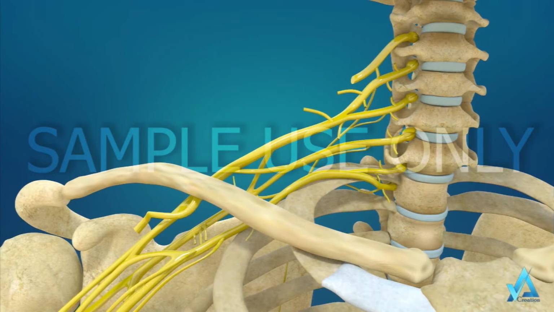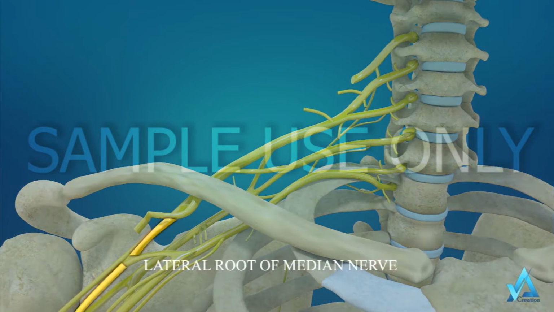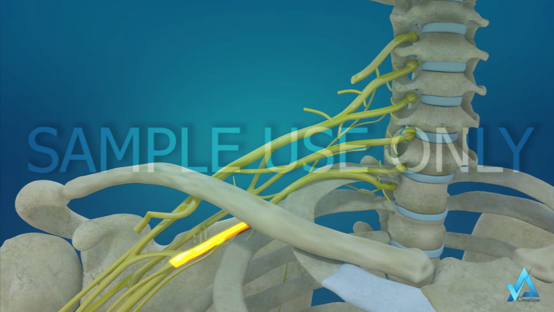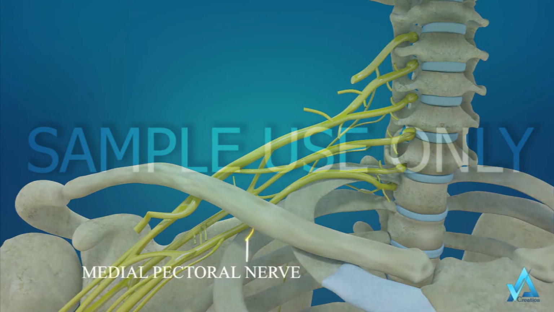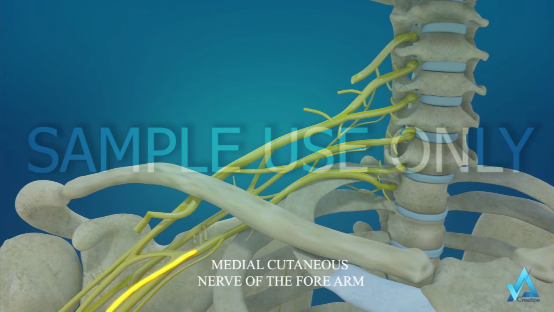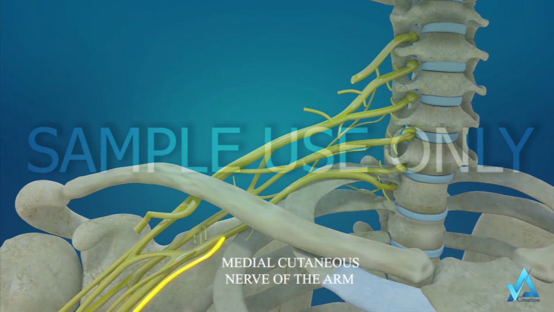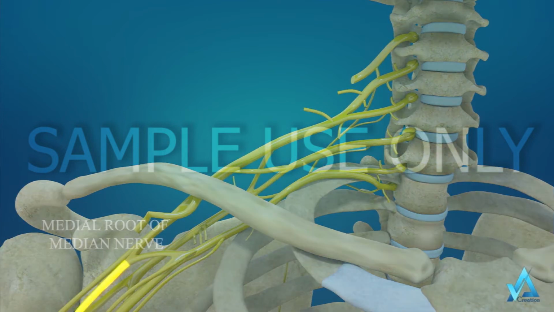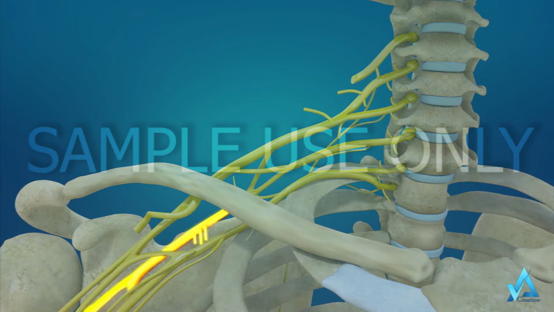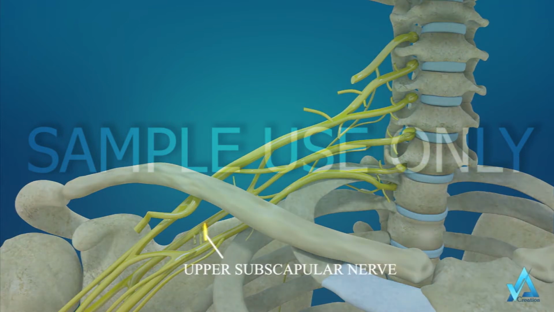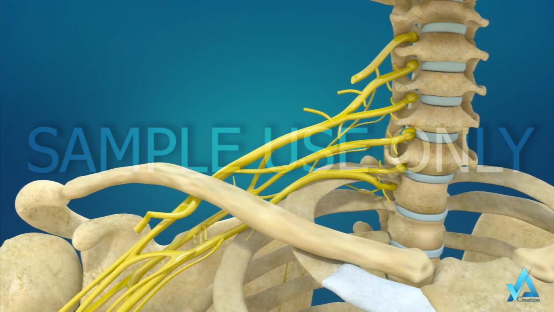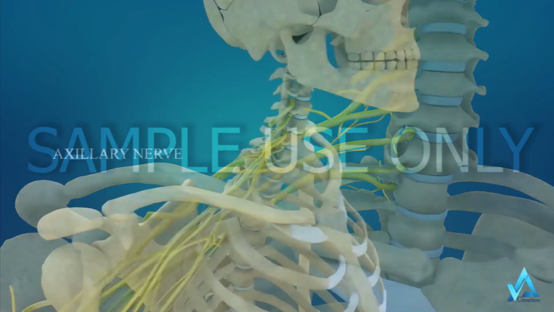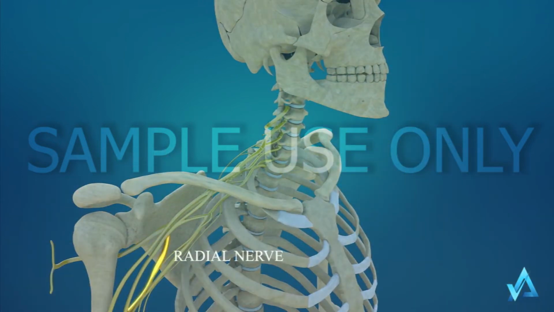musculocutaneous nerve, lateral root of median nerve. From the medial cord: medial pectoral nerve, medial cutaneous nerve of the forearm, medial cutaneous nerve of the arm, ulnar nerve, medial root of median nerve. From the posterior cord: upper subscapular nerve, lower subscapular nerve, thoracodorsal nerve, axillary nerve, radial nerve.